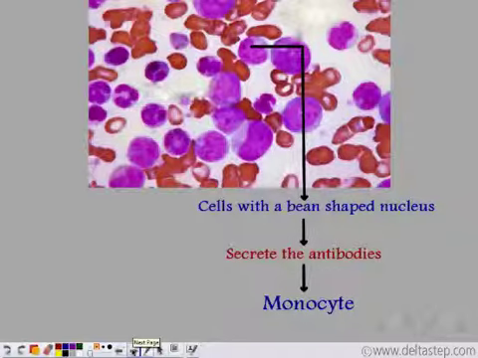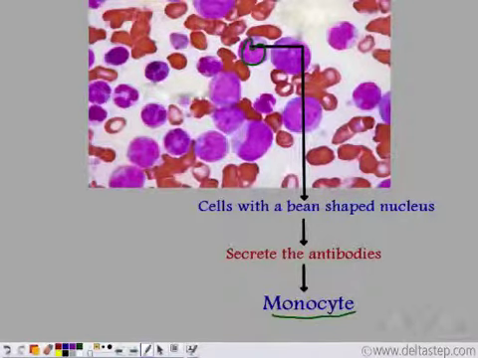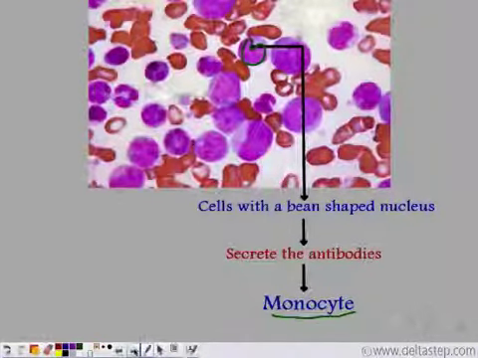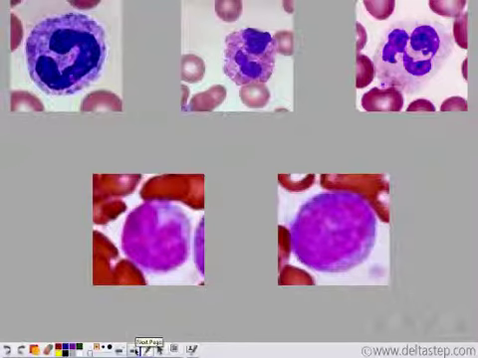Now, another form of white blood cell that is found in the body are known as monocytes. These monocytes have a kidney bean shaped nucleus. See, the nucleus is kidney bean shaped. And even these monocytes can secrete antibodies. Now, try and identify the different kinds of white blood cells that are present in the body.